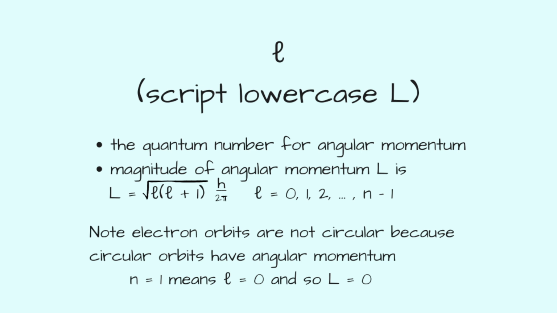We can see from the magnitude of angular momentum L that electron orbits are not circular. This follows since circular orbits have angular momentum. But when n equals 1, this means the quantum number L is 0, which gives 0 angular momentum.